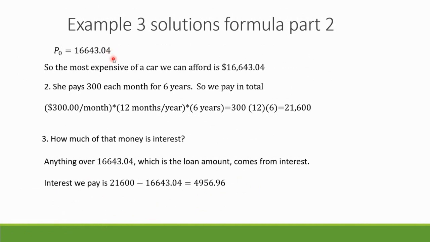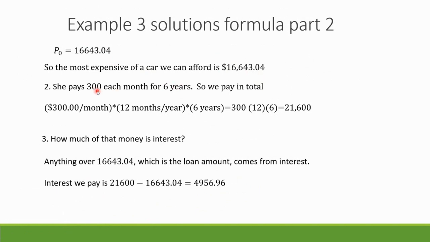So I'm using this with the formula. The most expensive car we can afford, let's just say we did this with the formula now. What we can afford is this, a car that costs this amount. So the most expensive car we can afford is this amount. In other words, this is the biggest loan we can get.